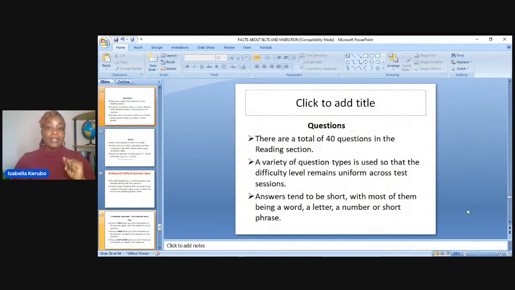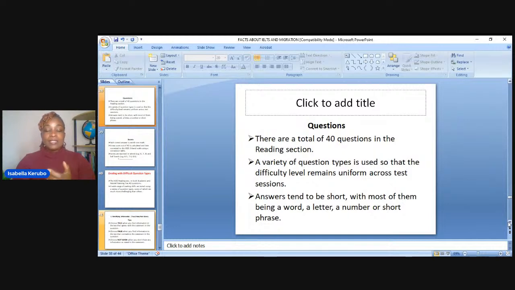Questions. Just like in the IELTS listening test, the IELTS reading test also has 40 questions, okay? It has a total of 40 questions, all right? And there are also a variety of question types that you are going to answer. You could be answering multiple choice questions, matching of paragraphs, matching of information, matching or completion of sentences. So there are a variety of question types that you'll be attempting, all right?